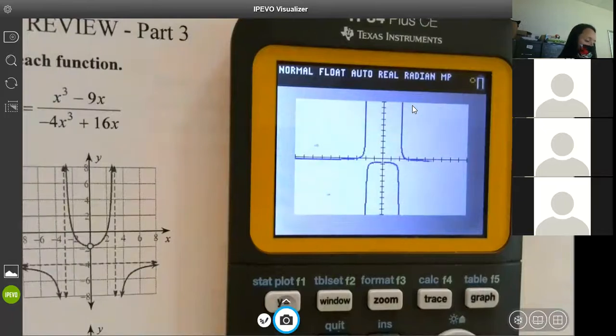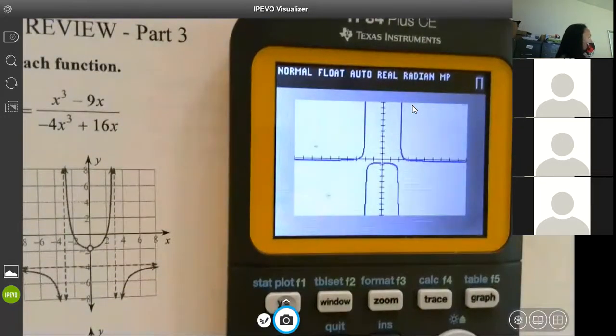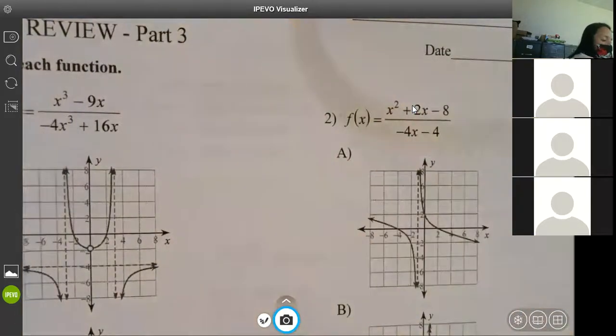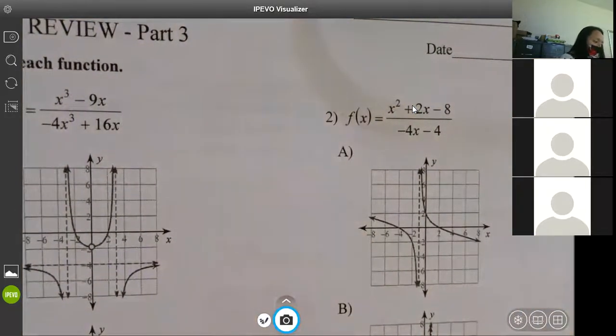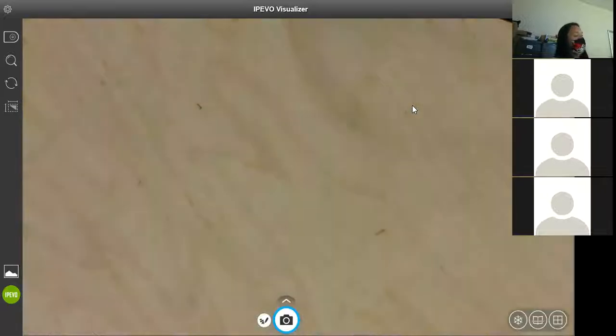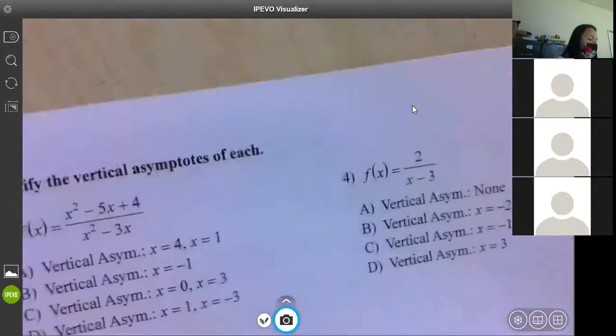So which one does it look like? D. That's it, y'all. Is everybody good? Guys, make sure that we're focused on me and not on our phones or anything like that. You would do the same thing for number 2, and then look at the back.